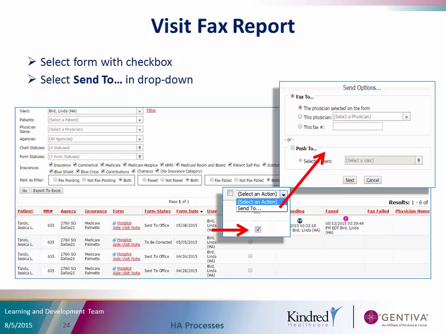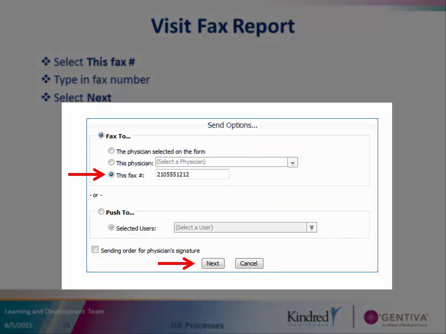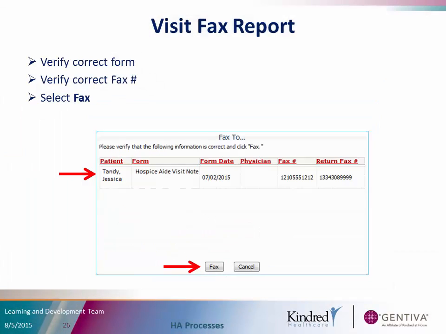A Sends option box appears and the Fax To option defaults to the choice of the physician selected on the form. Choose the This Fax Number option and enter the number for the facility you want to fax to. Click Next. A Fax To prompt will appear. Verify that the fax number is correct and then click the Fax button. An electronic fax cover sheet and your note are then placed in the queue to be faxed. Once you click on the Fax button, the screen will refresh and take you back to the Visit Fax Report.